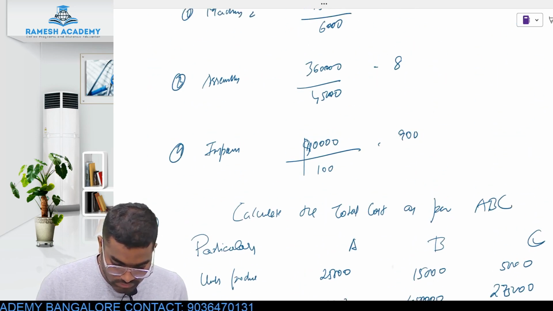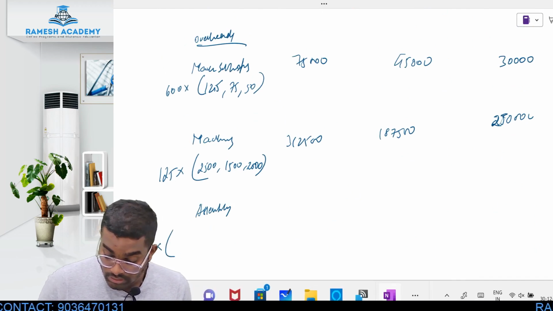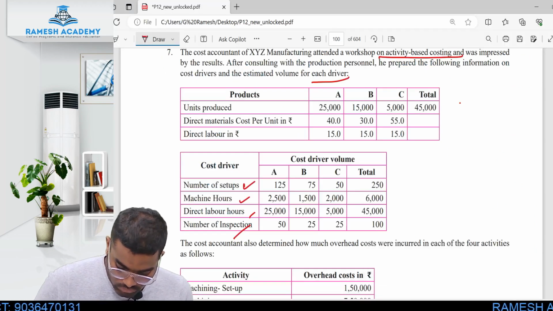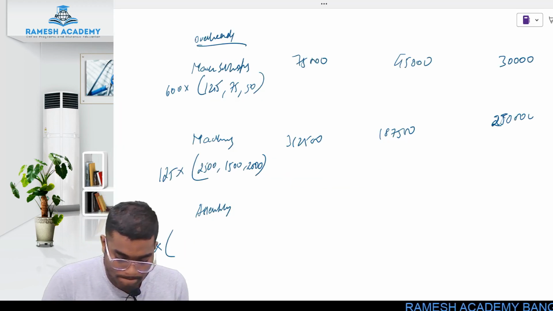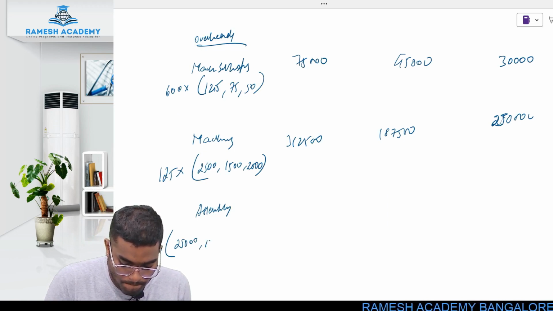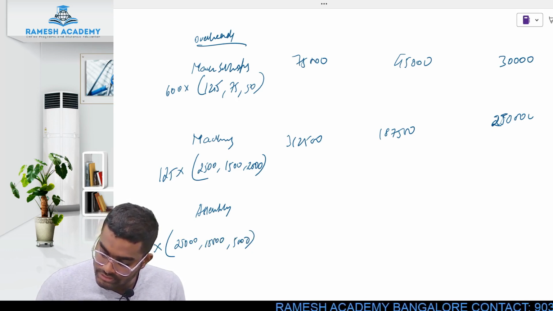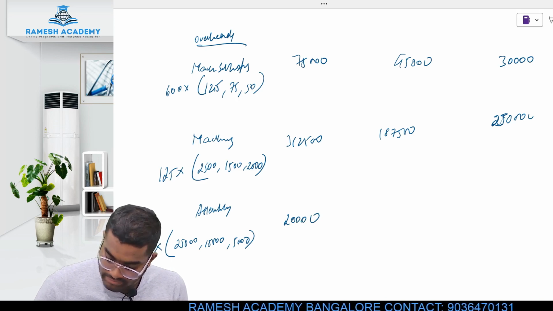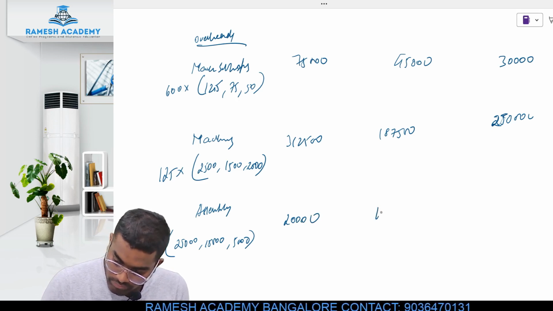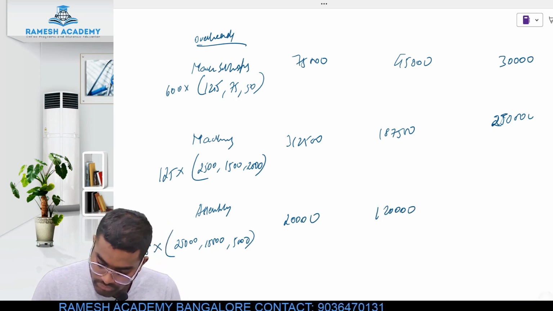Then what is our next cost? It is assembly, 8 rupees. So we will see the volume. Assembly was based on direct labor hours 25, 15 and 5. So 25,000 into 8 is 2 lakh. 8 into 15,000 is 1 lakh 20. Then 8 into 5,000, which is 40,000.